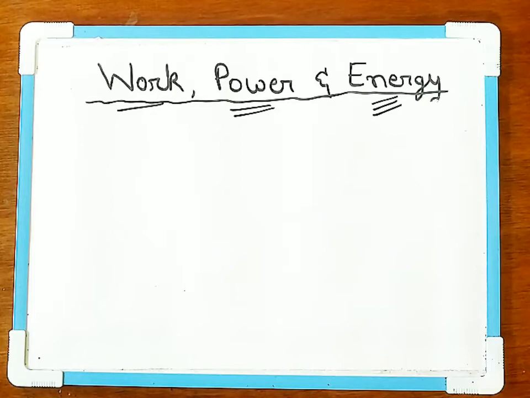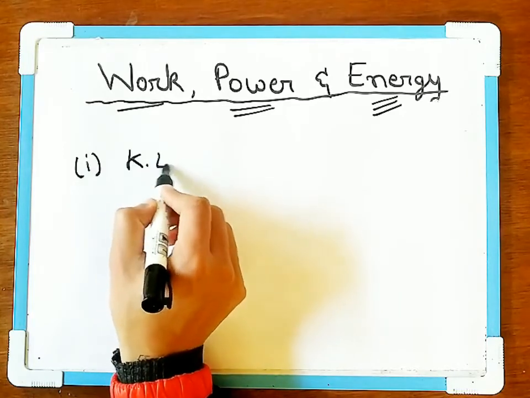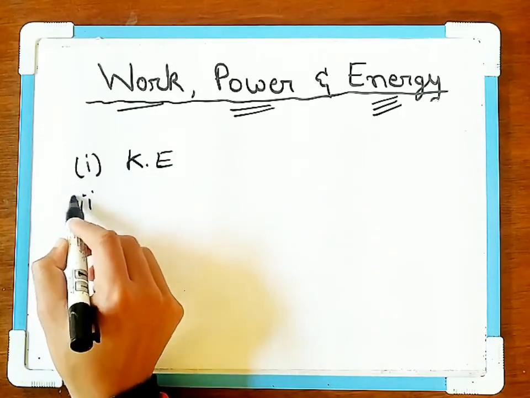And again, what is work? Work is said to be done if we displace an object. So we can say that energy is the capacity to displace an object by some amount of displacement. There are two types of energy. Remember, one is kinetic energy and number two is potential energy.